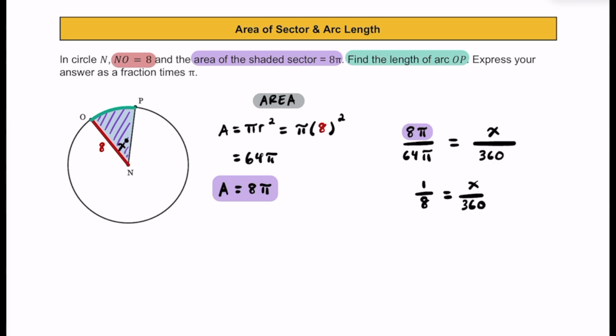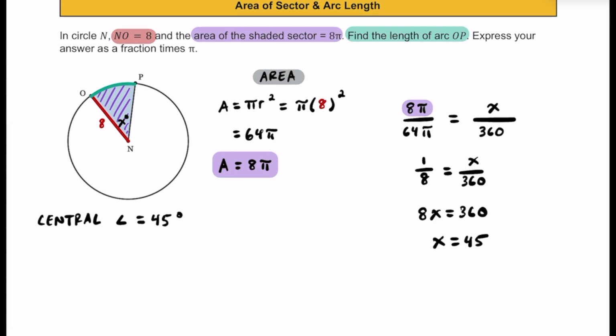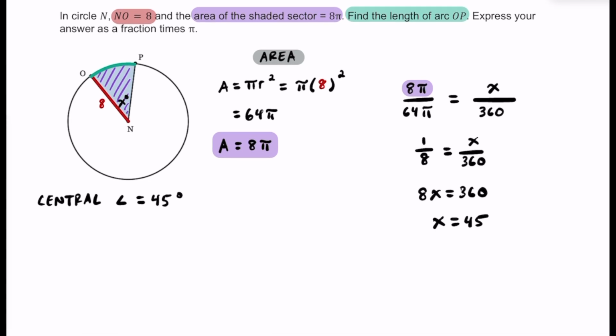Then we can just use cross products if you'd like. So if we use cross products here, we would see that 8x would be equal to 360. And then dividing both sides by 8, we would find out that x is equal to 45. And so from this, we just found out the central angle is going to be 45 degrees. That's going to be this angle right over here. Given that we now know what the central angle is, I think we can use this information to find out the arc length of OP.